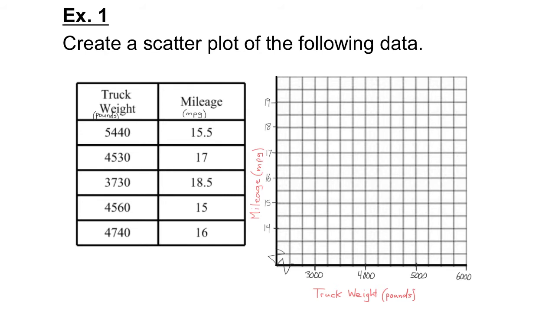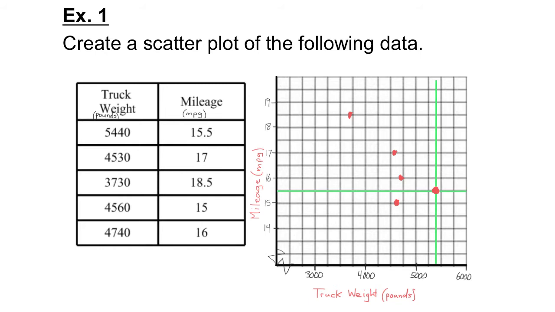And just make sure your scale goes up by an even amount each time. So you're going up the same amount of spaces for the same amount of units. And then when you're plotting your points, you just have to find the point where, for example here, when the weight is 5,440, the mileage is 15.5. That's going to be over here. And when you plot your other points, it should look like this.